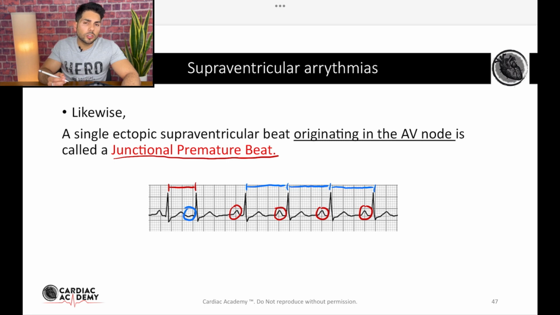How do I know it's junctional and not coming from the ventricles? Because the QRS is narrow. If it was coming from the ventricle, it would be wide.